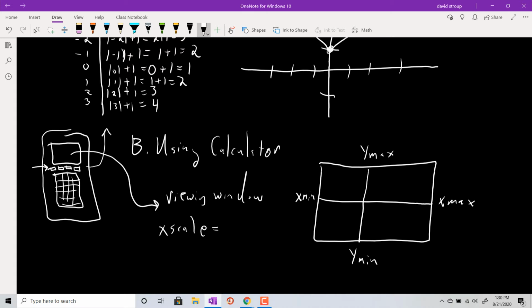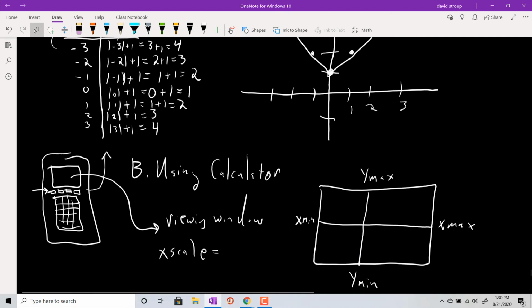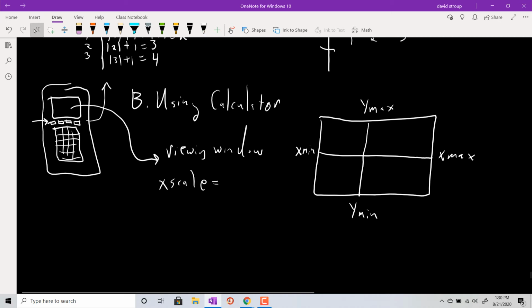There's also these things called X scale, and those are what you're counting by on your tick marks. So usually I count by ones. On that graph, I didn't write the 1, 2, 3 like this, but that's implied. I could have put 2, 4, 6 there, and that would have been the scale. So this is just telling you where your tick marks are. And there's also a Y scale as well, so you can have different X scales and Y scales. So there's the viewing window.